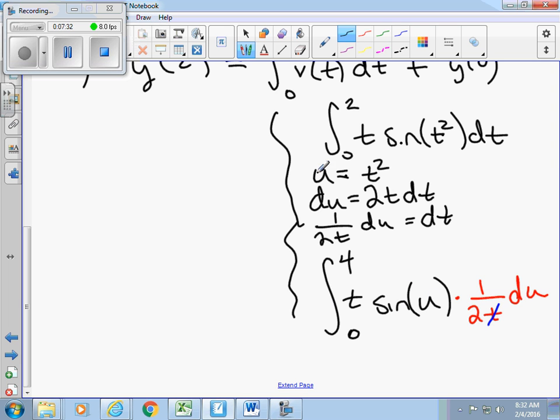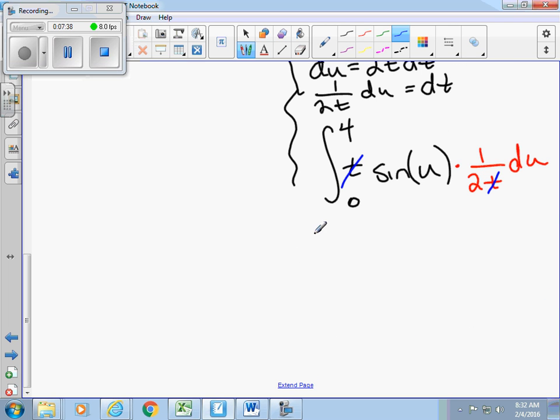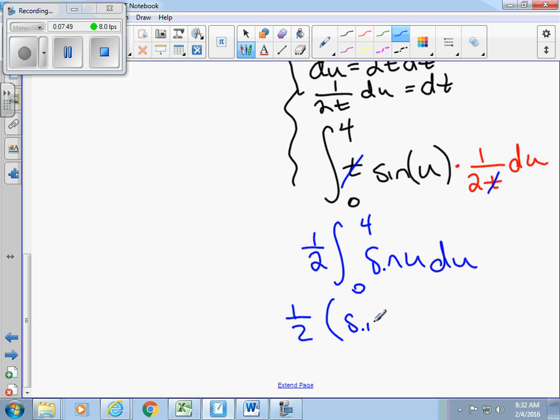Lie on that. Okay, the t's cancel. And so now I'm left with 1/2 integral from 0 to 4 of sine of u du, which is 1/2 sine of 4 minus sine of 0, which is 0. Does everyone agree with that?